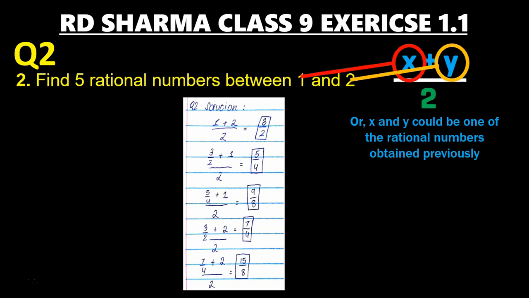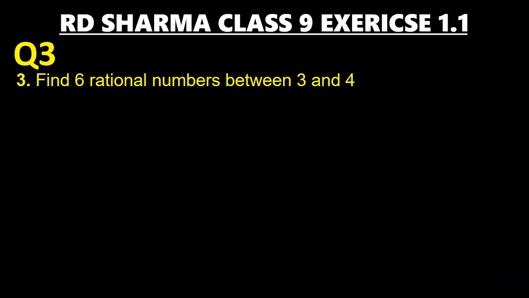Now for the next, to obtain the next rational number, we used the rational number obtained. We did 3 by 2. We used it as x and 1 as y, and we did 3 by 2 plus 1 by 2, which is 5 by 4. So using this method, we got solutions: 3 by 2, 5 by 4, 9 by 8, 7 by 4, and 15 by 8. Hopefully you guys have understood.